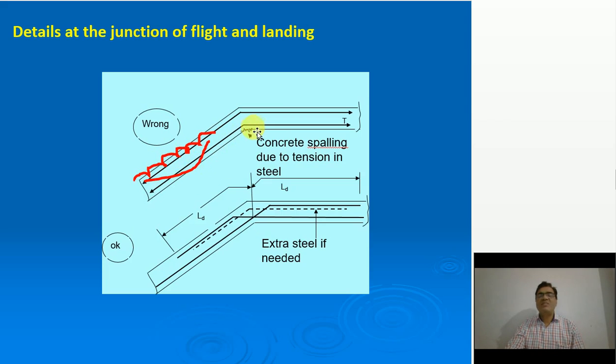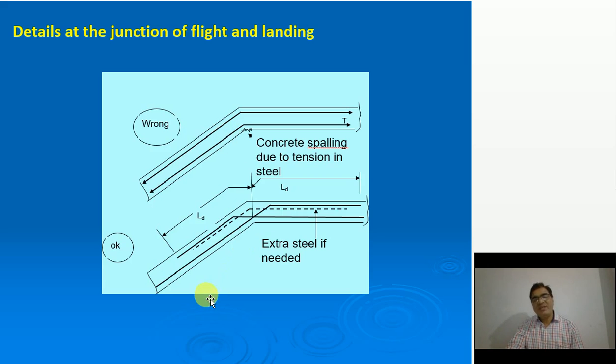So this bar will try to become straight, and this bar will try to become straight. The concrete cover is quite less, so it will get spalled off. And once there is spalling of the concrete cover, obviously the load carrying capacity of that flight will decrease drastically. Now, how to avoid the spalling of this concrete?